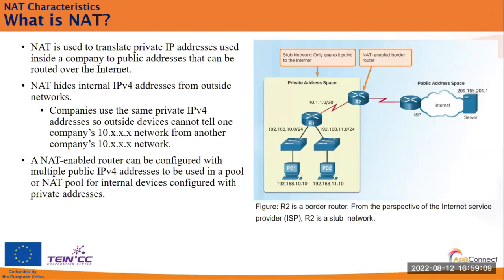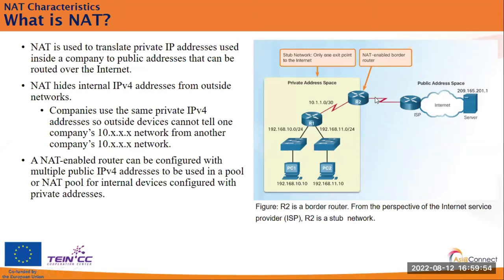And this NAT router typically operates at the border of a subnetwork. That's why I asked you, I hope you know about the subnet. Actually, a subnetwork is a network that has a single connection to its neighbor network. That means one way in or one way out of the network. So here you can see router 2, right? Router 2 is a border router from the perspective of this ISP, that means internet service provider. This R2 is a subnetwork.